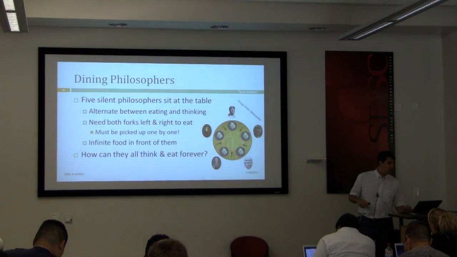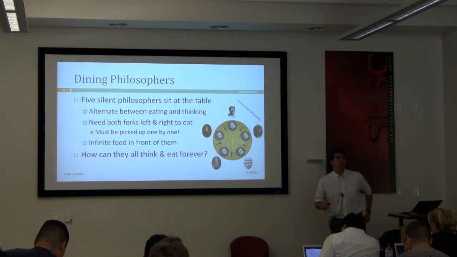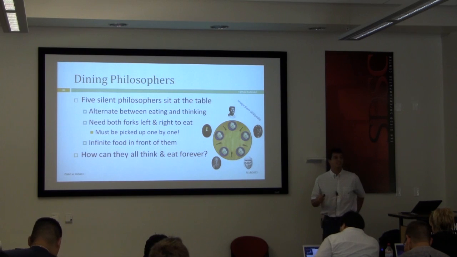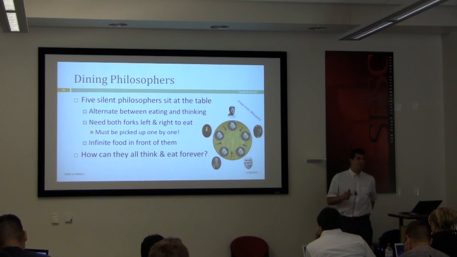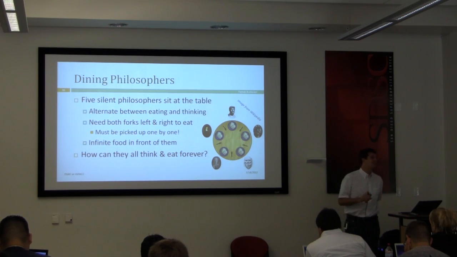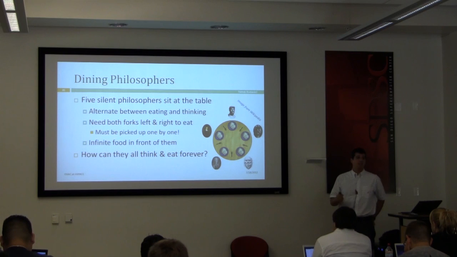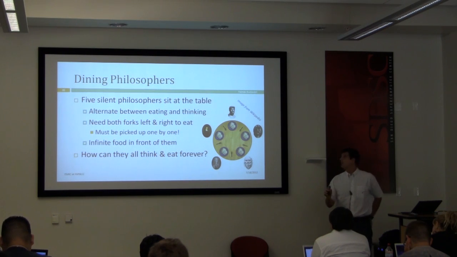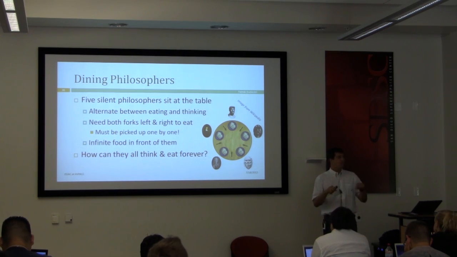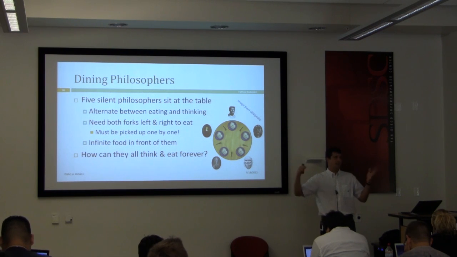All right, if you haven't heard about it, this is a classic and very important problem: the dining philosophers, or the starving philosophers. The problem is the following. There are 5 silent philosophers, they don't typically talk, sitting at the table. All they want to do is think and eat. They have to eat so that they can live longer, and they can do this forever, as long as they eat and think.